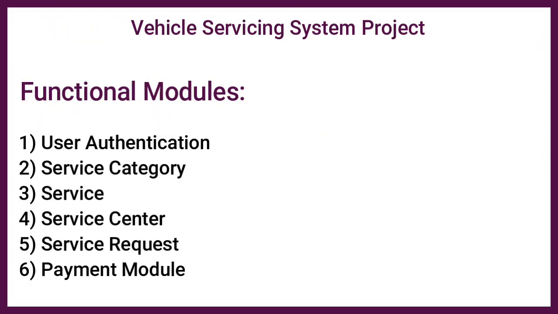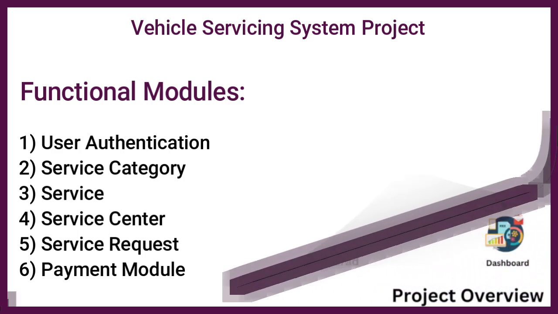The very first and very important functional module is the user authentication module. The second one is the service category module. The third one is the service module. The fourth one is the service center module. The next one is the service request module. And the last and very important module is the payment module. Apart from this, some more functionalities are also there that we will see in the later part of the video. But as of now, let's see the basic overview of the project.